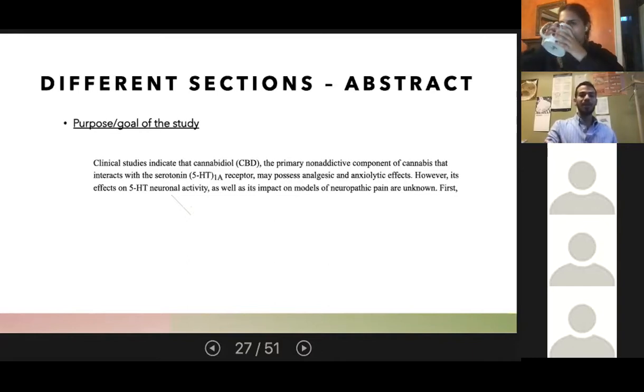In this first couple of sentences, the authors declare the rationale of their project. They are saying that CBD, which is known to interact with a specific serotonin receptor, may have anti-pain and anti-anxiety effects. They also say that the effects of serotonin signaling on neuropathic pain are not known. It might seem like a lot of scientific gibberish, but we're going to go slowly to try to break down what each of these things means. The important thing to understand here is that the authors are really trying to just set the stage for the study.